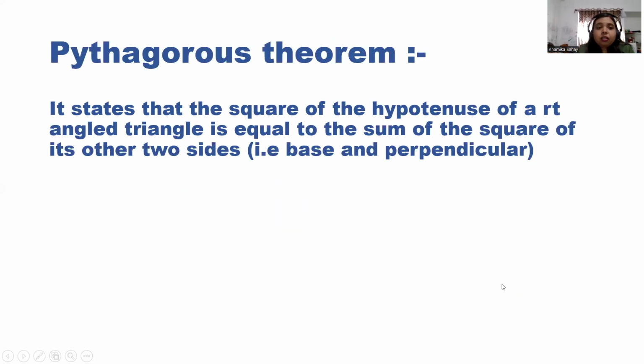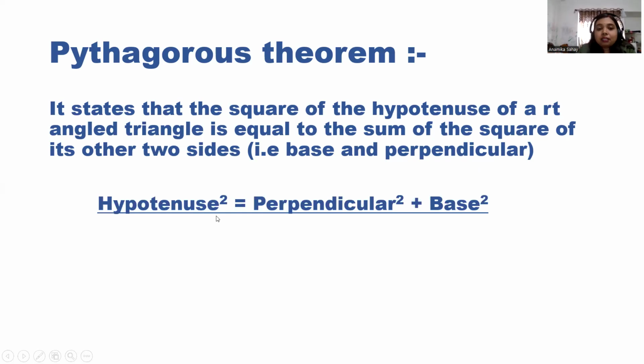Pythagoras theorem states that the square of the hypotenuse of a right angled triangle is equal to the sum of the squares of its other two sides, that is base and perpendicular. So we can say hypotenuse square is equal to perpendicular square plus base square. It means the same.